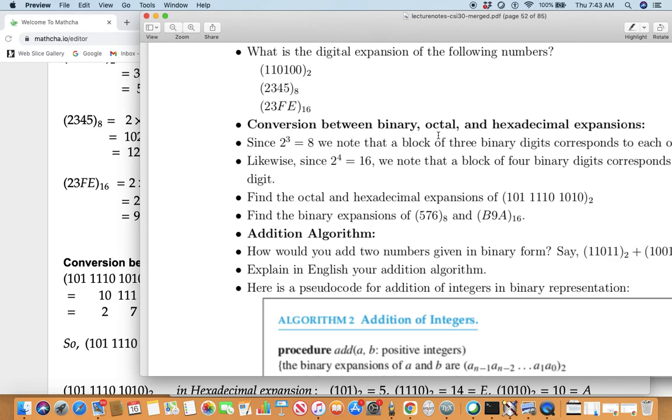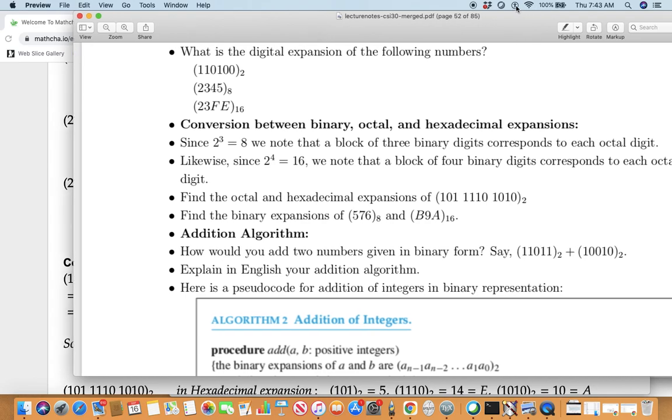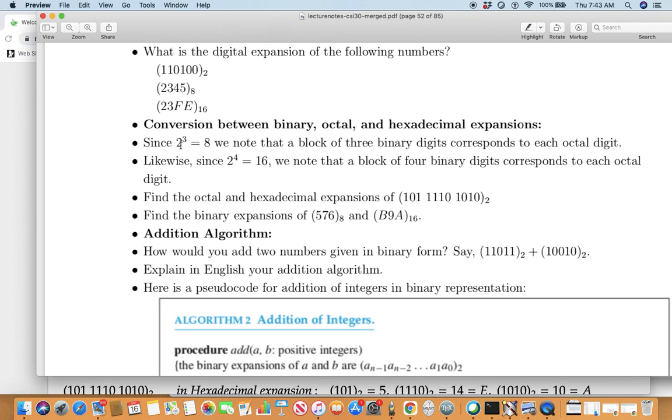Conversion between binary, octal and hexadecimal expansion. Since 2 to the power 3 is 8, we know that a block of 3 binary digits represents each octal digit. Likewise, 2 to the power 4 is 16. We note that a block of 4 binary digits corresponds to each hexadecimal digit. So find the octal and hexadecimal digits of this number. Find the binary expansions of these two numbers. Okay, let's see.